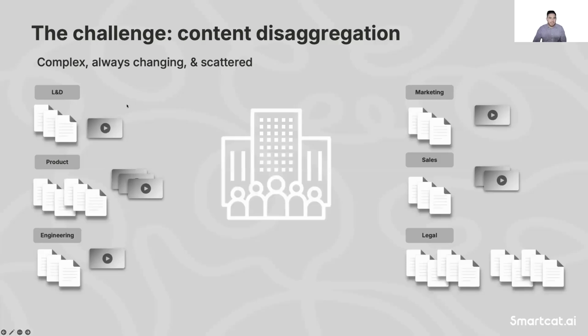The challenge is that content is disaggregated across the organization by teams and the complexity levels that each individual team has. Things are always changing. By the time it feels like we roll out things, they can already be outdated, and we're right back to the grind, creating another one. And things are scattered across all types of silos, organizations. I'm preaching to the choir here. You know this challenge better than most, but that's part of why Smartcat exists.